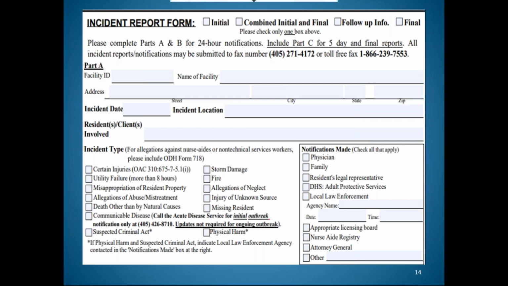And then the box to the right of that is the notifications, and you should check all that apply. Regulations state the physician should always be notified anytime there's an incident with a resident. So the physician should probably always be checked. The family, the resident's legal representative, one or both of those should always be checked. It's regulation. You notify the family or their legal representative for incidents.